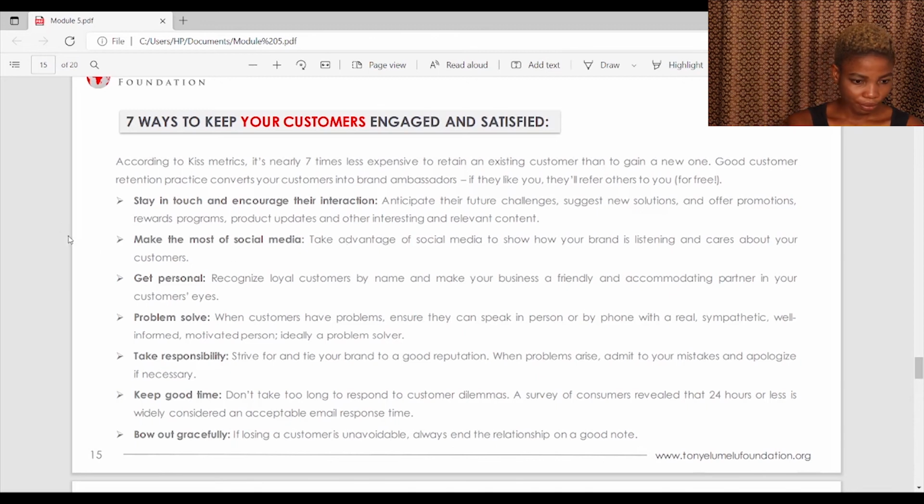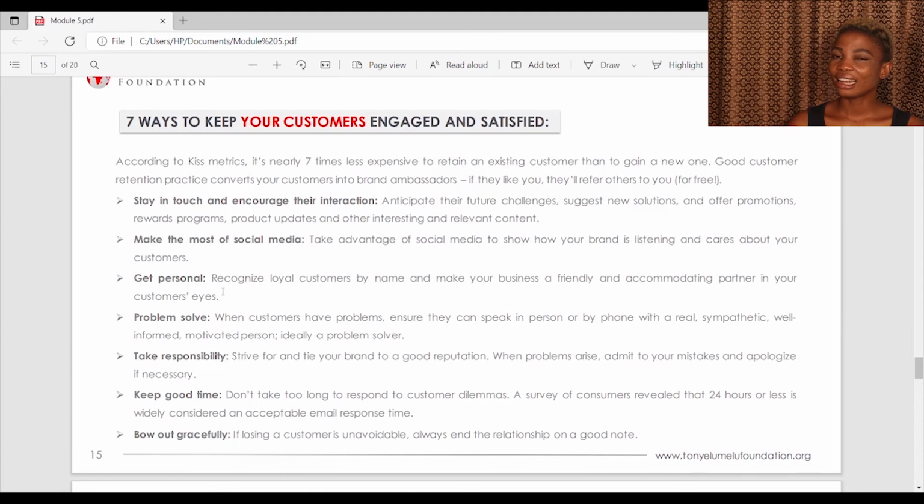Get personal. Recognize loyal customers by name and make your business a friendly and accommodating partner in your customer's eyes. Somebody talked about handwritten notes. Of course, it's very common to send out a general message to all your customers, like thank you for coming, or celebrating a special period with them.